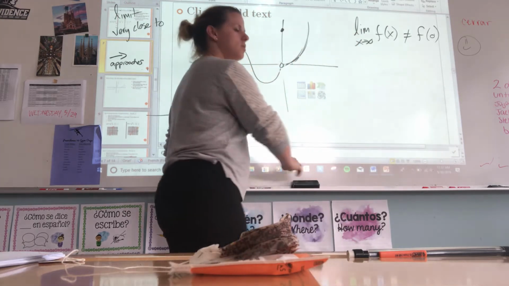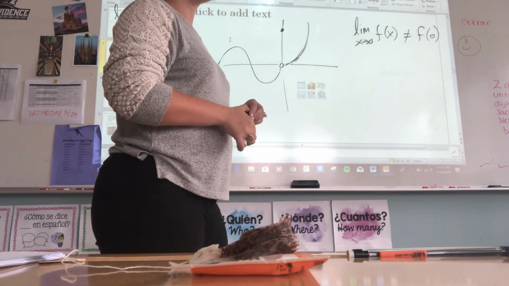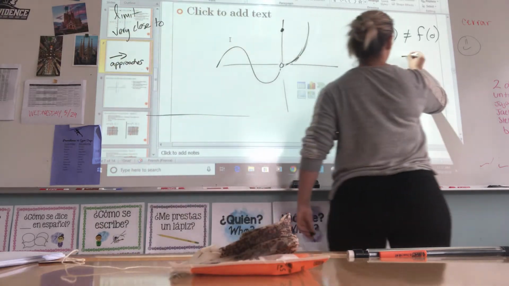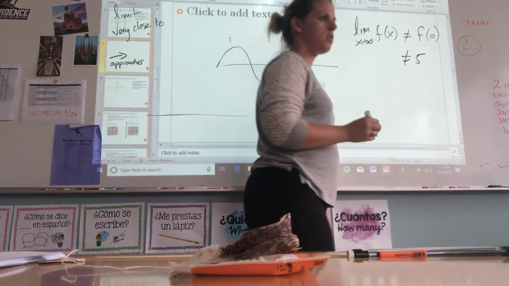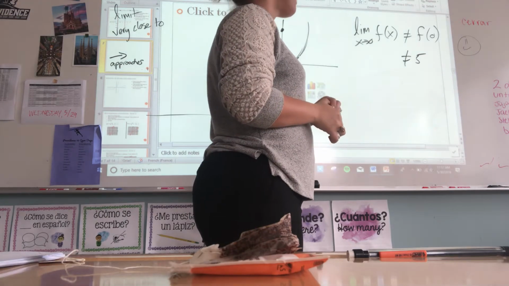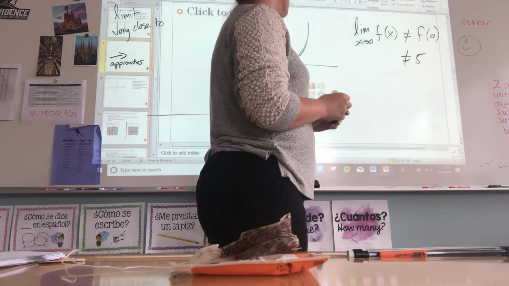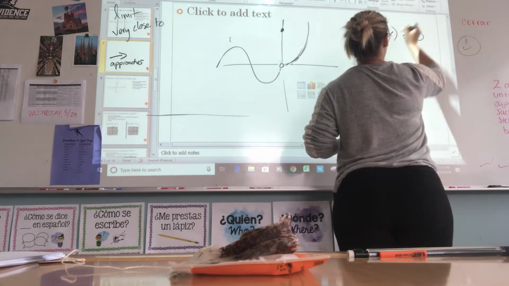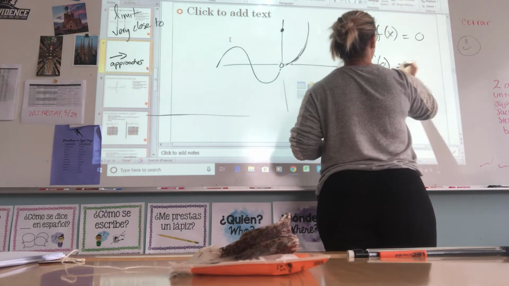So it's 0, but it's not... Or does not equal 5, you mean? Like that? Sorry, wouldn't it just be 0? The limit, okay, so you could say the limit equals 0, but f of 0 is 5, not equal.